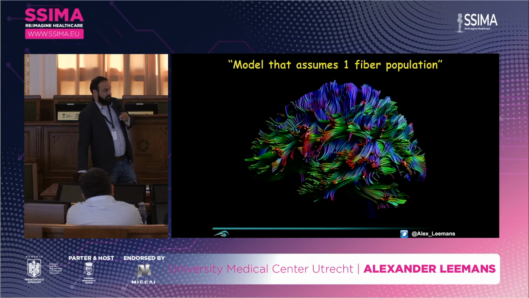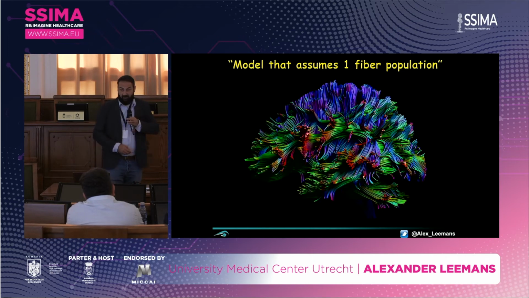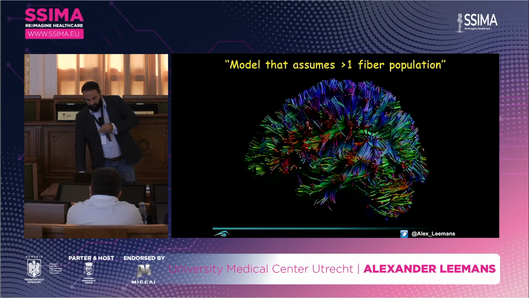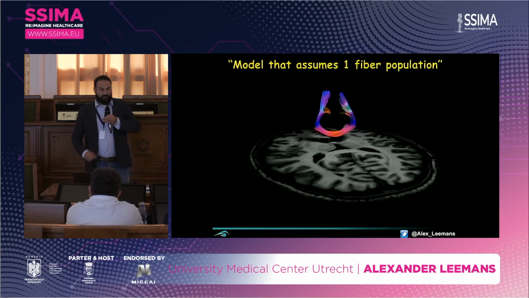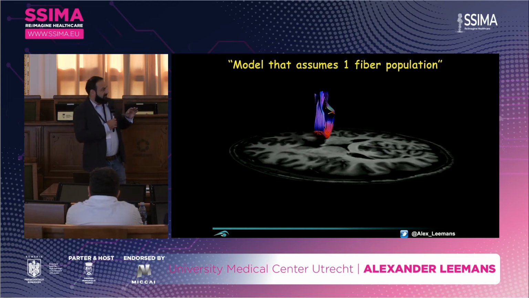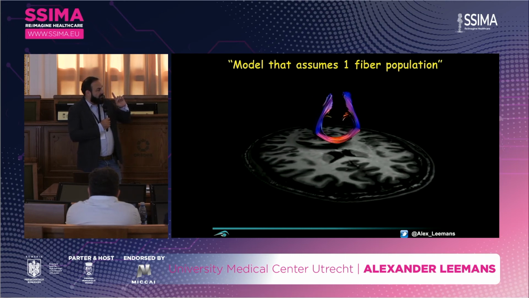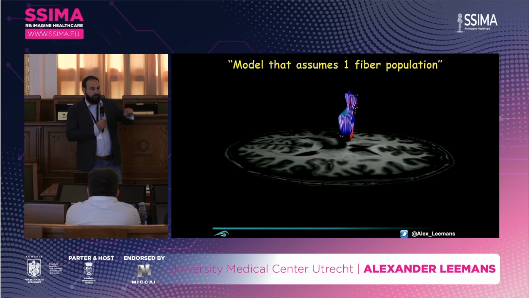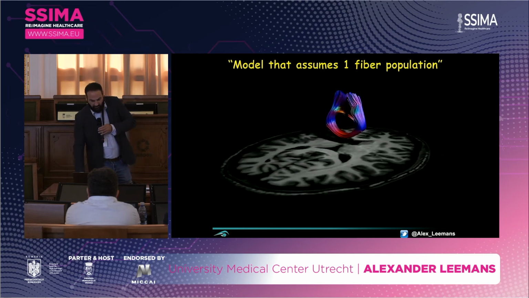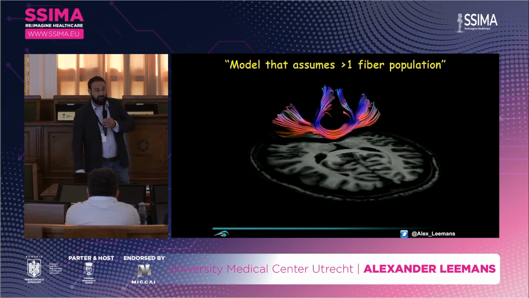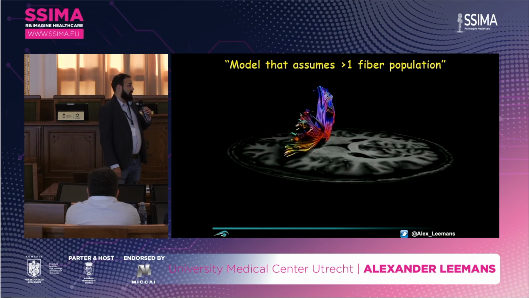So how does that work with tractography then? Well, this is what you would get with fiber tractography, assuming a one fiber population model. And this is with multiple fiber populations. Let's just focus on a specific structure. So this is, again, part of the corpus callosum. This is a mid-coronal section, and you can appreciate pathways connecting both hemispheres. This is with the one fiber population model. This is with the multiple fiber population model.